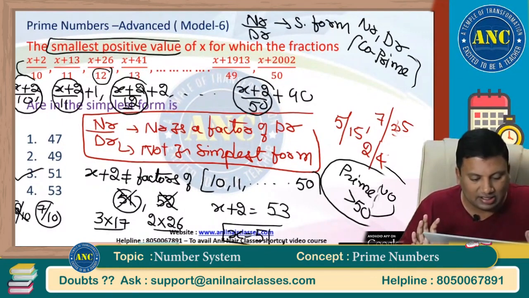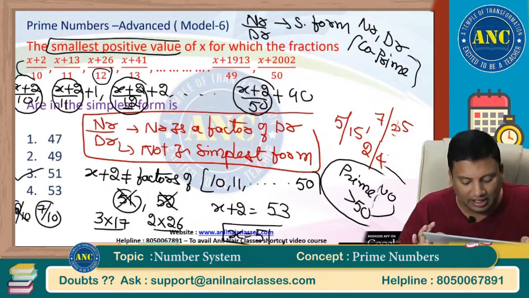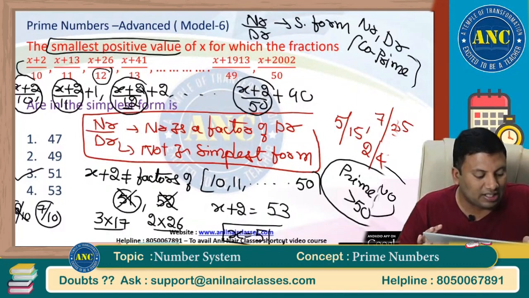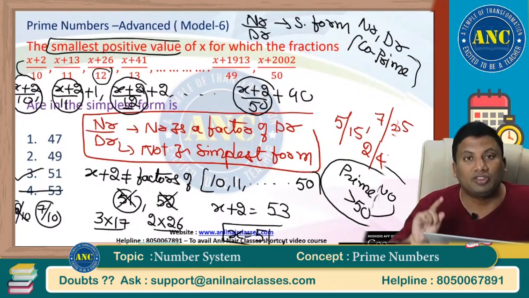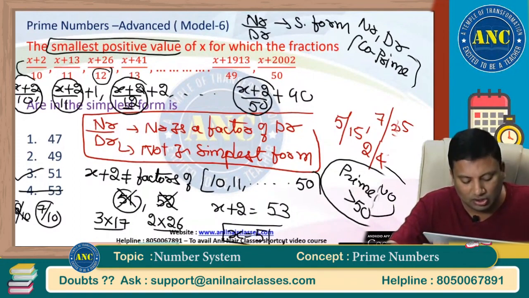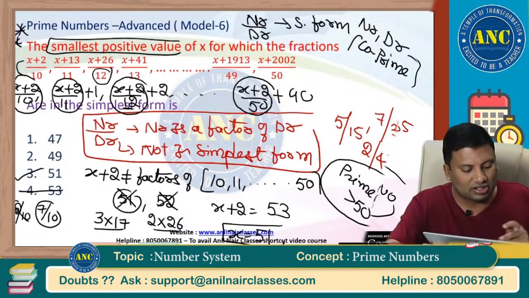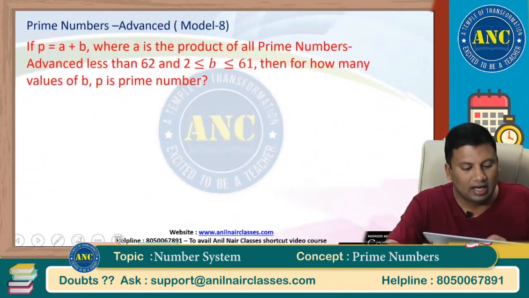Right answer is nothing but x plus 2 is a prime number just greater than 50. X plus 2 is 53. So please remember this for x plus 2. Don't tick mark 53. 53 is the value that is assigned for x plus 2. So x value will be 51. Very, very good question. A conceptual question for you to understand clearly how it works.